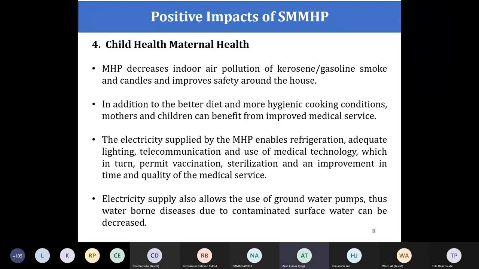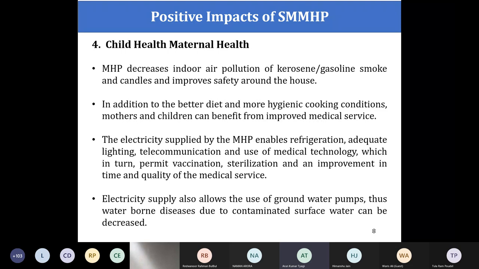Fourth is child health. Maternal health also comes under the positive impact of small, mini, micro hydro projects. Hydro projects decrease indoor air pollution of kerosene, gasoline, smoke, and candles, and improve safety around the houses. Presently, where there is no electricity, the villagers use candles or batteries in their houses for illumination, or also use kerosene at night time that produces smoke. So that is very harmful for child health.